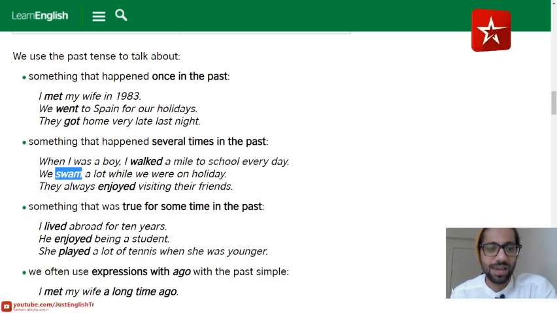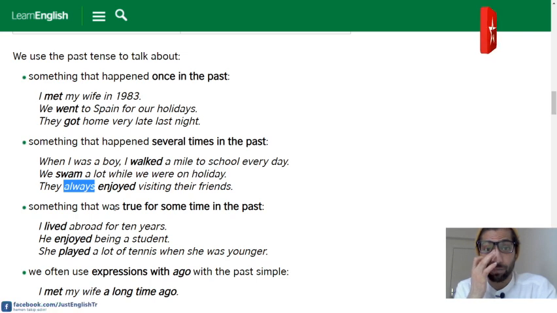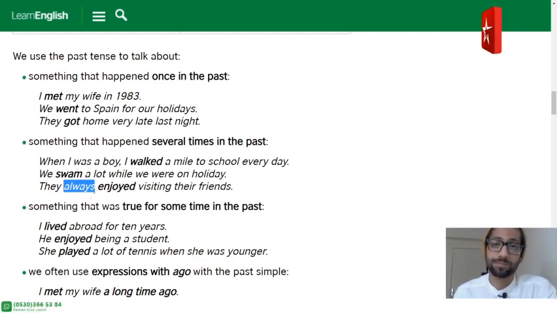Understanding the sentence. They always enjoyed visiting their friends. Here, you've got the adverb always, which comes in very smoothly. The adverb here came between the subject and the verb, which is commonly the way it's used. So they always enjoyed visiting their friends, which means, again, always is an adverb of frequency. So the frequency of this is 100%. So the repetition is absolutely there.